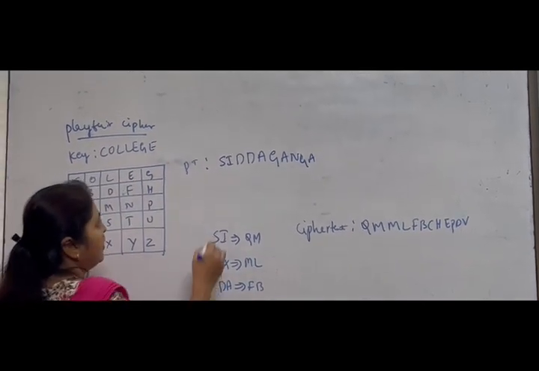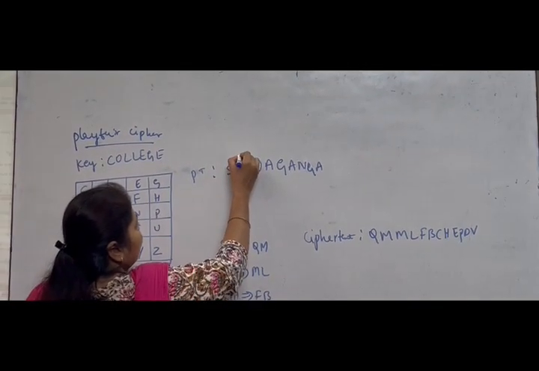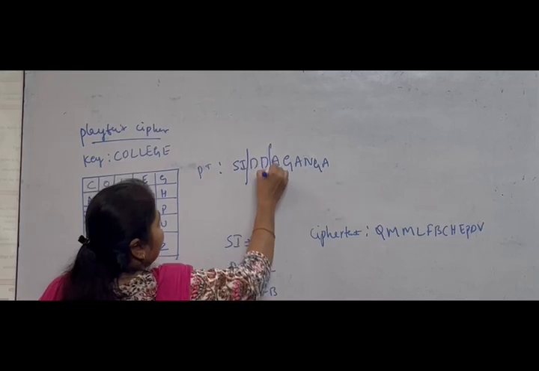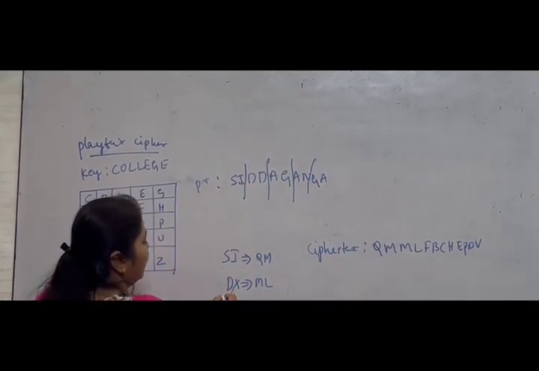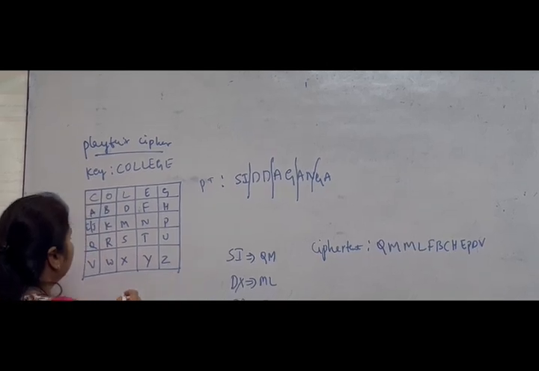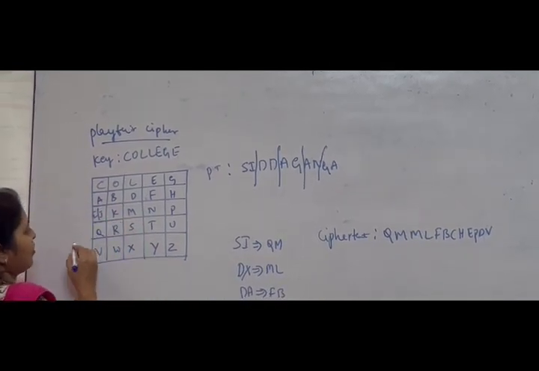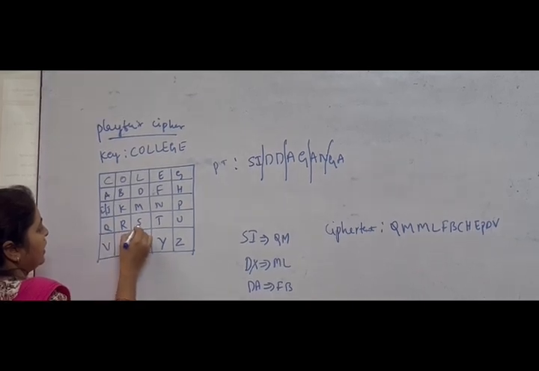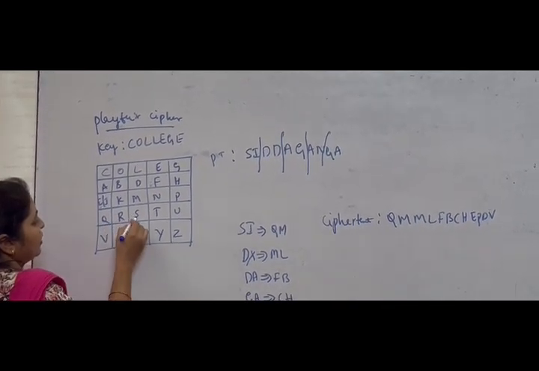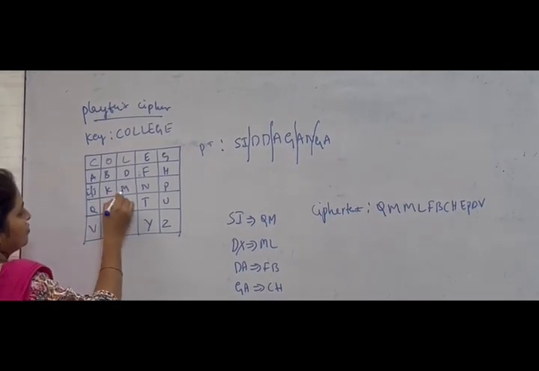We need to divide this into two characters. If I divide this into two characters, that becomes SI, DD, and so on. SI is not in the same row or the same column. So we need to draw a rectangle in such a way that S as well as I are included. S corresponds to Q and I corresponds to M.